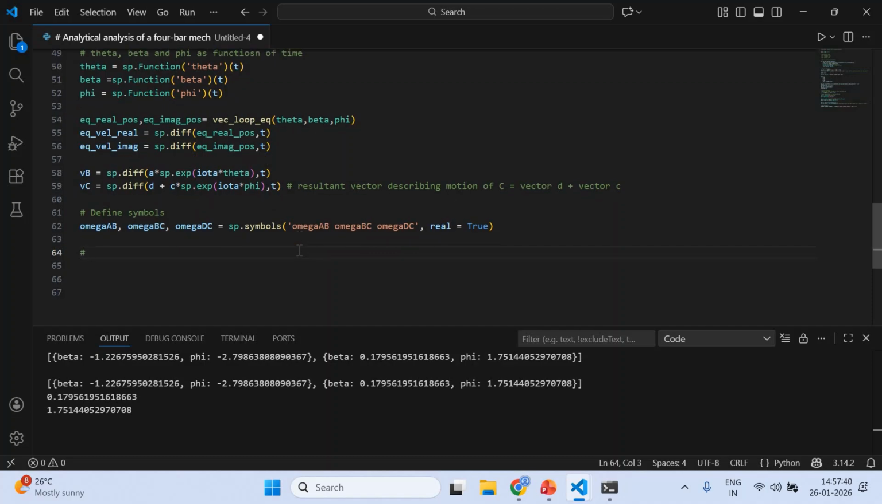Now substitute all these symbols into the above equations. Just remember, for now I am not going to substitute the values. I am simply replacing the d theta by dt term with omega AB, d beta by dt term with omega BC, and d phi by dt term with omega DC. Substitute in the above equations.